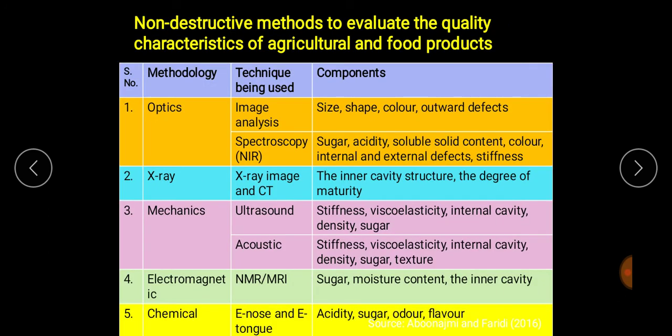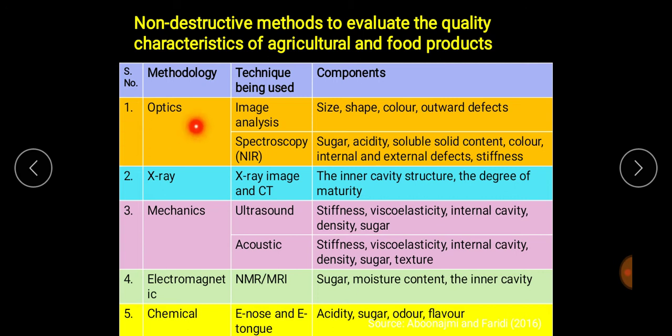Then there are non-destructive methods to evaluate the quality characteristics of agricultural and food products. By different methods, what benefits can you get? See, optics, by using optics. Optics means you can use spectroscopy. Some light will be absorbed by the material and it will reflect something, and based upon that you can calculate the quality of the materials.